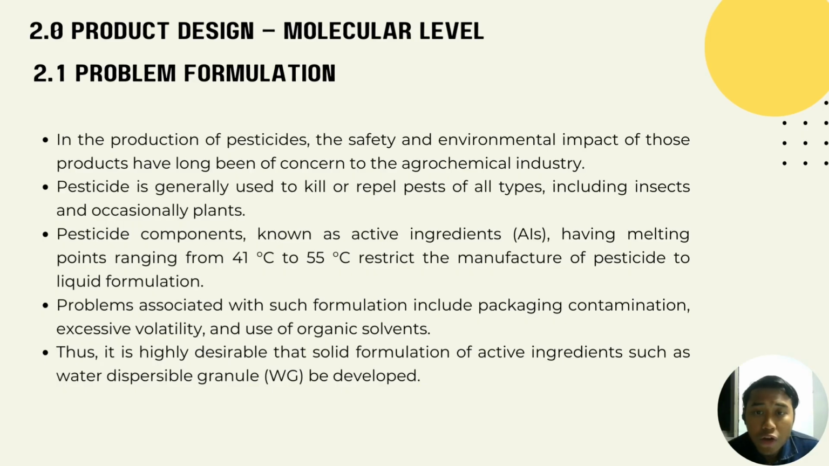So moving to the product design. For the problem formulation, in the production of pesticides, the safety and environmental impact of those products have long been of concern to the agrochemical industry. Pesticides are generally used to kill or repel pests of all types, including insects and plants. Pesticide components known as active ingredients have a melting point range of 41 to 55 degrees Celsius with respect to the manufacture of pesticides. Problems associated with such formulations include packaging contamination, excessive volatility, and use of organic solvents. So it is highly desirable that a solid formulation of active ingredients, such as a water dispersible granule, be developed.